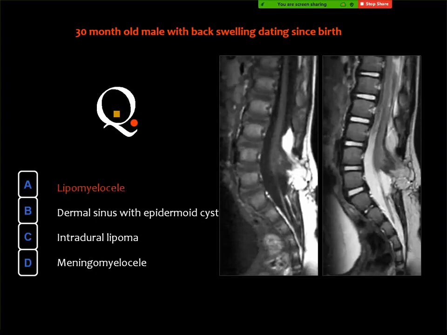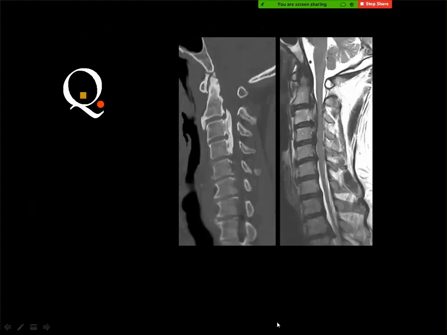Lipomyelocele. Yes, and this is lipomyelocele because the fat in the subcutaneous space is continuous with the fat inside the spinal canal, and the fat inside the spinal canal is attached to the cord. Next case.